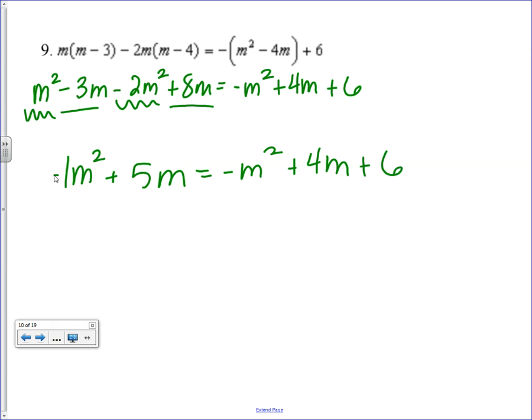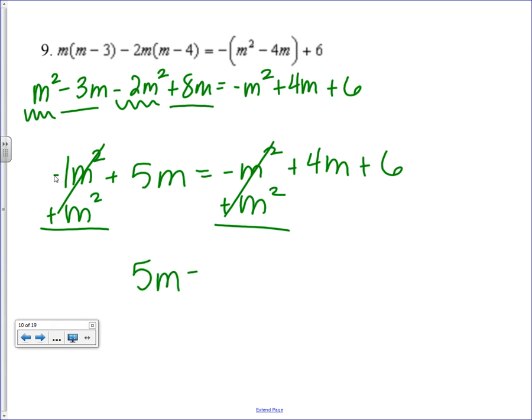All right, Mr. Stalin, back to you. Let's get the m squareds together. How am I going to do that? What happens to them? They're gone. Everybody okay with them being gone? Now you should be able to solve this from here.